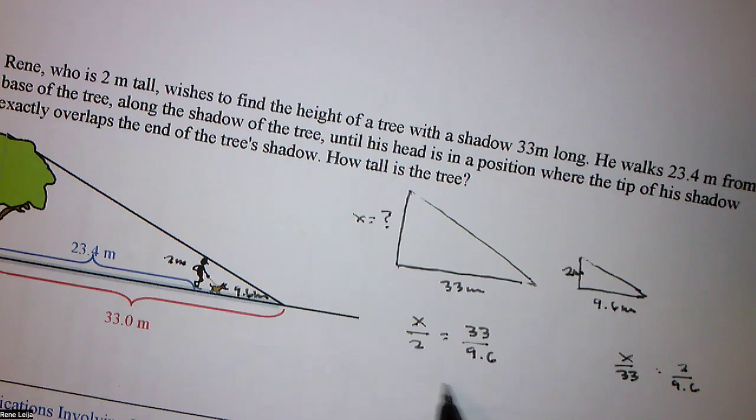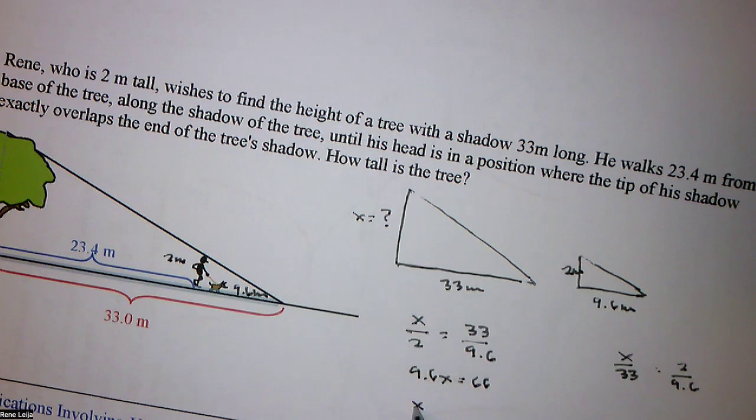But again, look what happens when you cross multiply. 9.6X equals 66. So 66 divided by 9.6, we get X to be 6.875 meters.